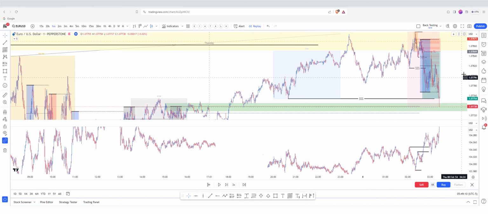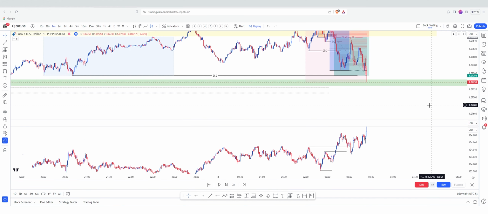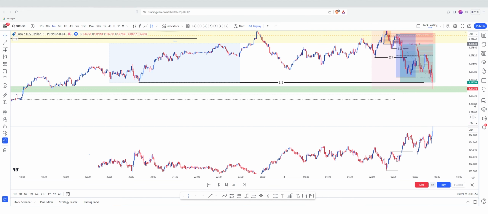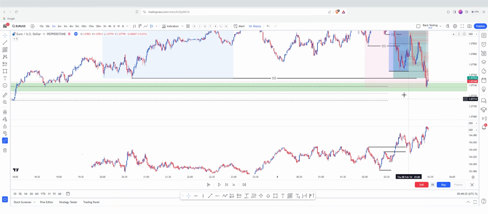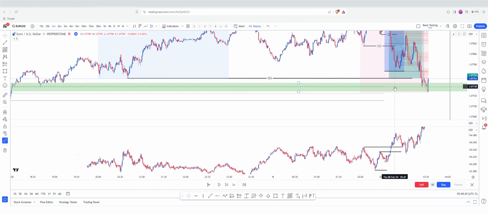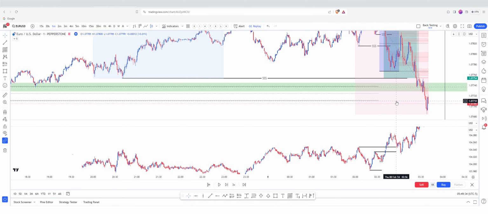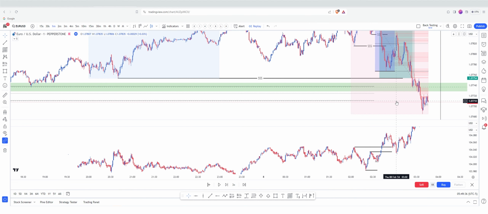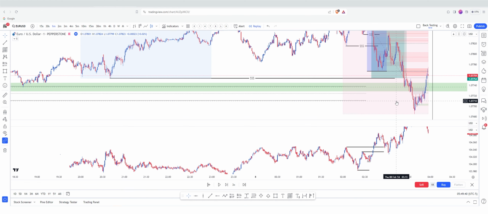Again, another theory that I have is that macros are drawn to other macros. So we do have New York PM session macros here that have been untapped. We can see the price has aggressively dropped into the New York PM session macro. Just another observation. You can see it's finding support at the macro. Swept the macro low, so really aggressive drop. And then we are coming up to the next macro now.